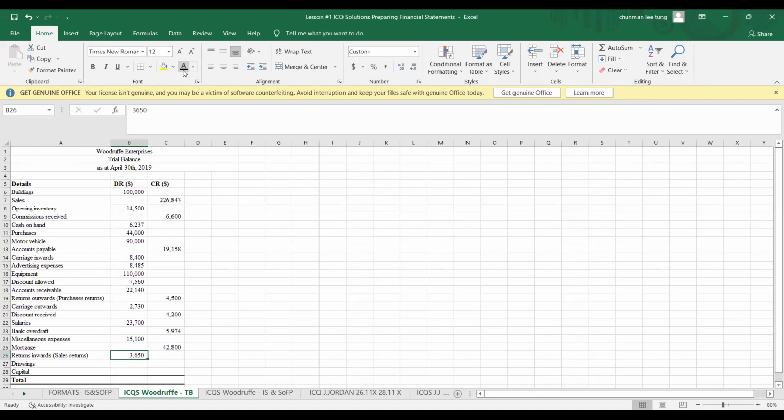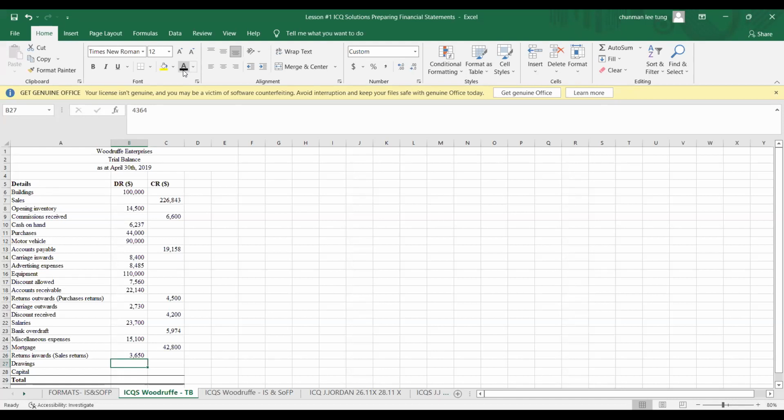Drawings. So drawings is, just remind me, what is drawings again? Right, taking out money for personal use. Yes, Carissa, that is correct. Good. So money spent by the owner for personal use.